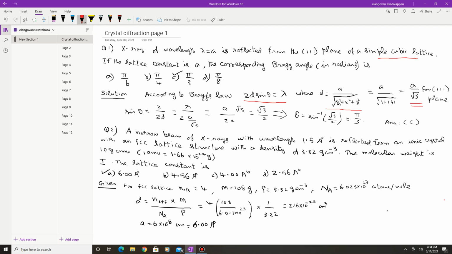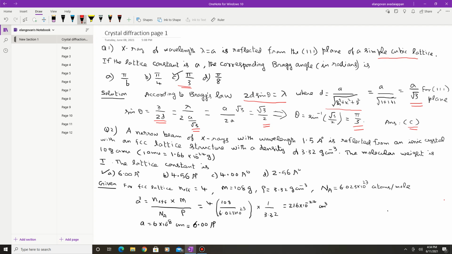So for one plane, sin theta is equal to lambda by 2d. You substitute for d, d is equal to a by root 3. So this becomes root 3 by 2. So sin theta is equal to root 3 by 2, so theta is equal to pi by 3. So option C is the correct one. So we first considered a very simple case.